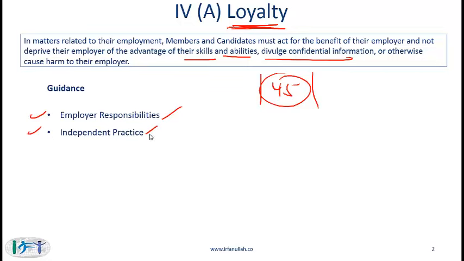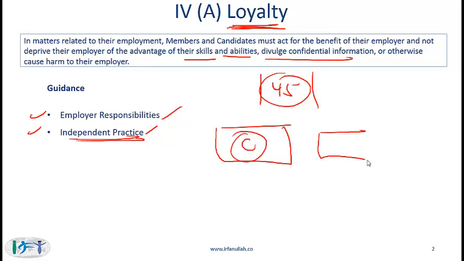Next one is important and testable: independent practice. Let's say you work for a particular company and are thinking of starting an independent practice. So perhaps you are thinking of working late nights or the weekend, and you want to do something which might possibly conflict with what you are doing at your employer.